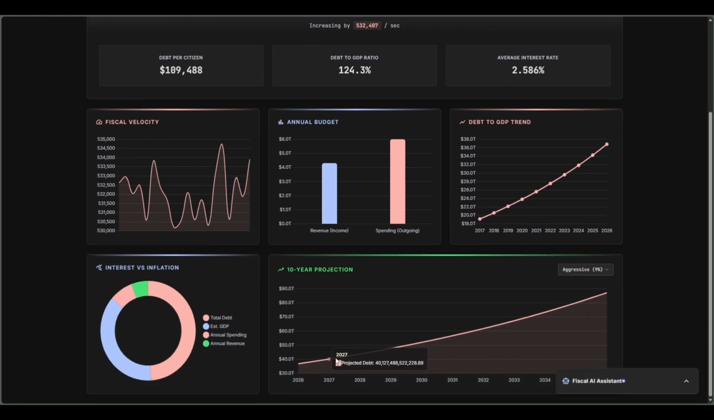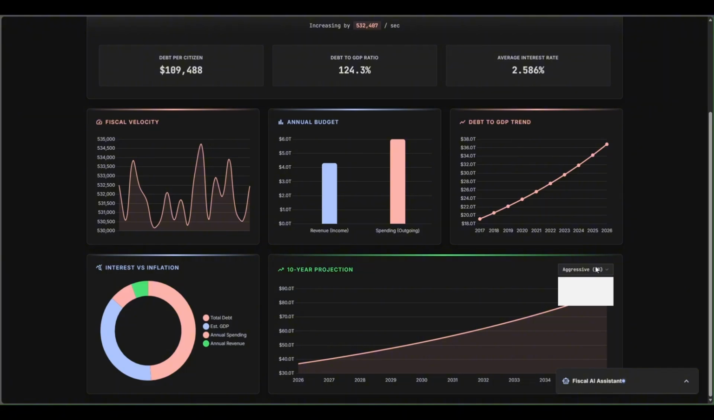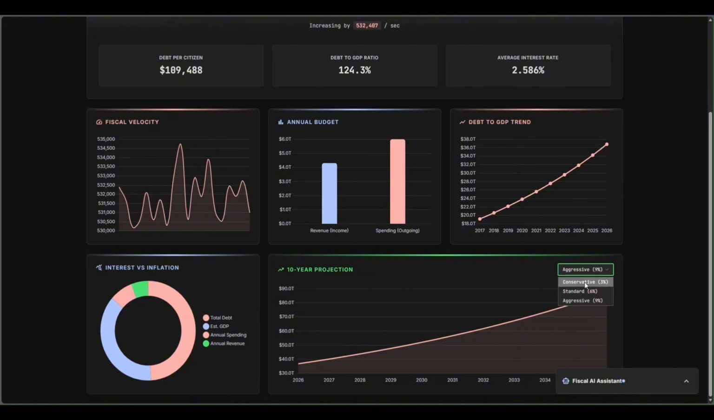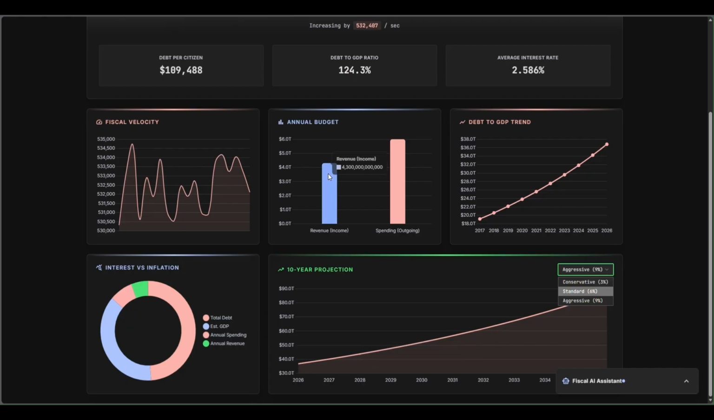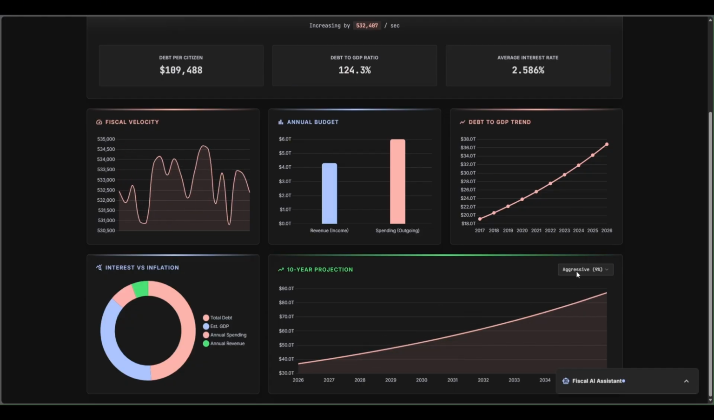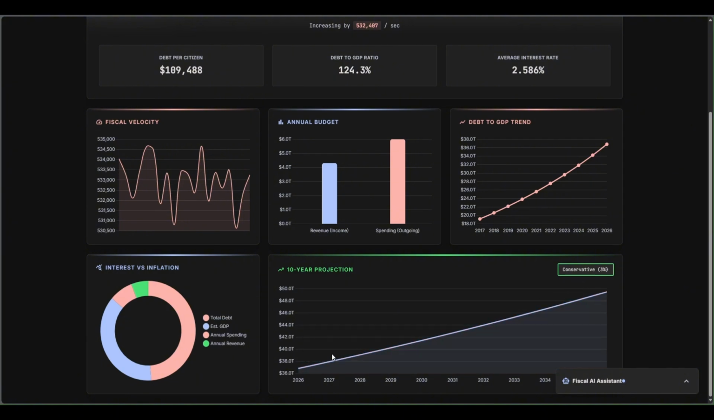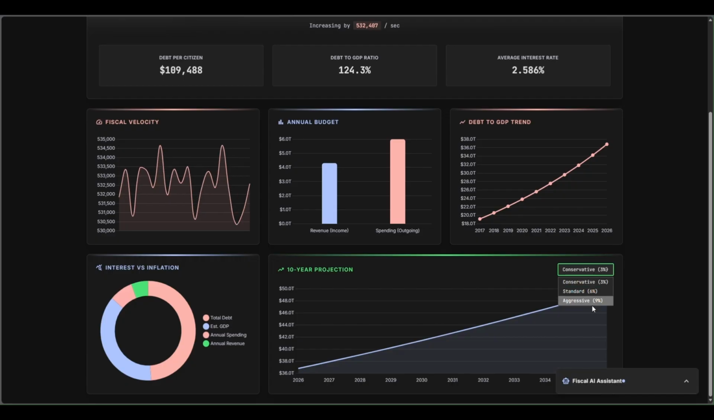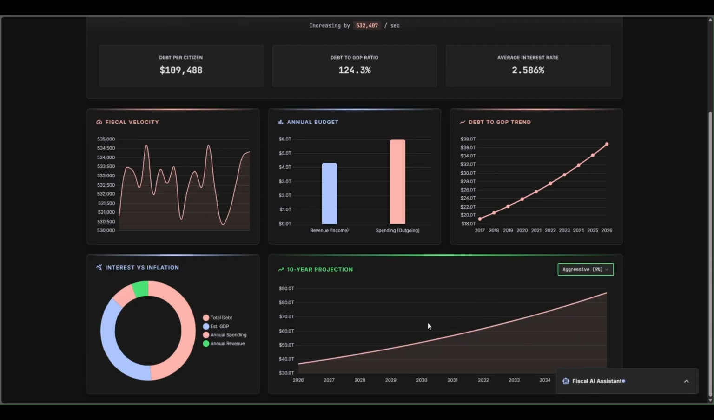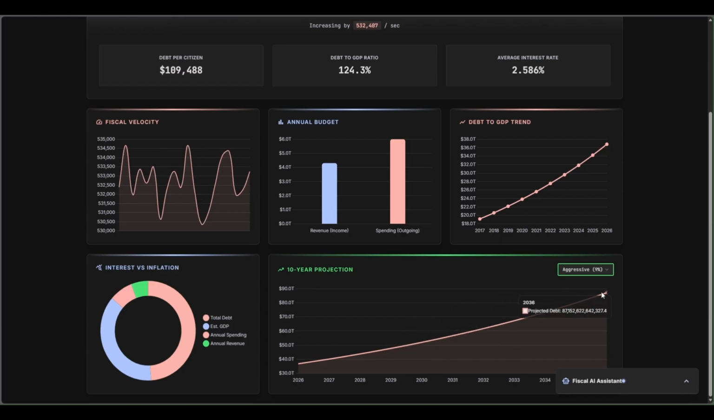You can also see the 10-year projection of the estimated debt based off these three presets, which is conservative, standard, and aggressive. These all show if the debt increased by this percentage, it would change relative to this number. So conservative, of course, it would go up at a slower rate, you could see each year. And then aggressive is 9%, which is a lot higher, and you can see it's more steep in its increase, and it increases to, of course, higher projected debt.